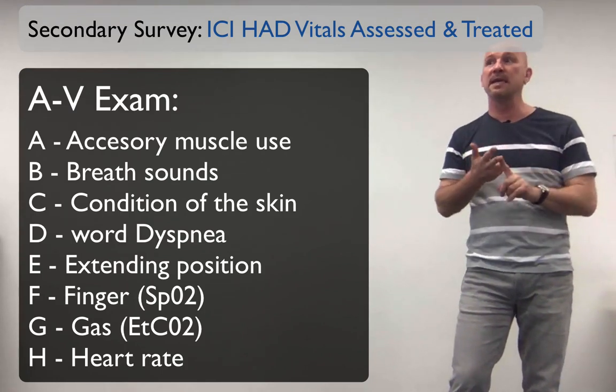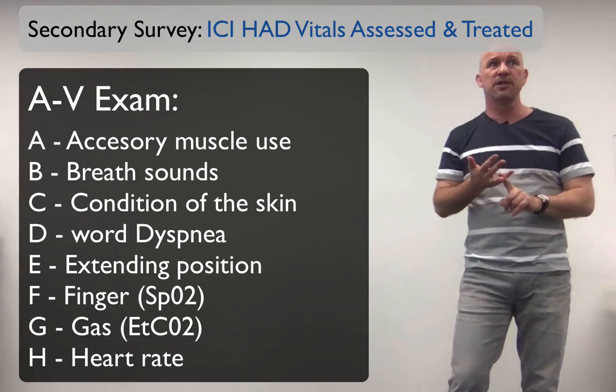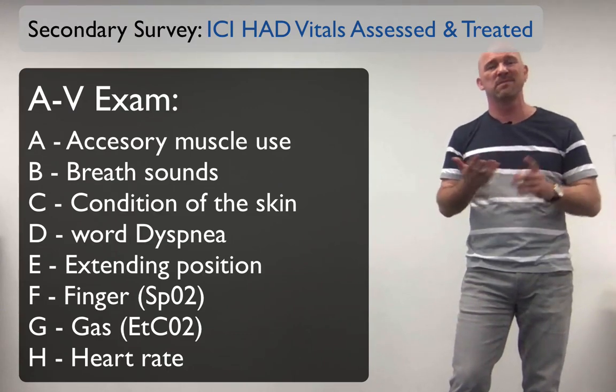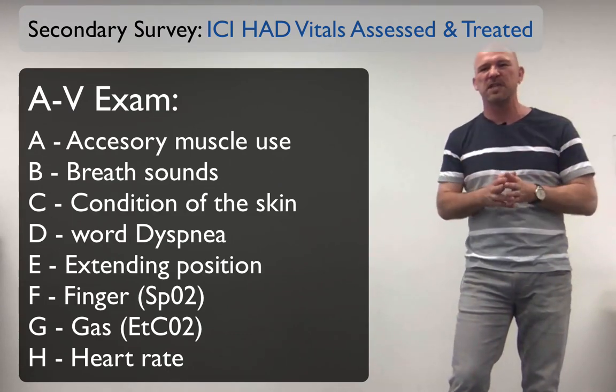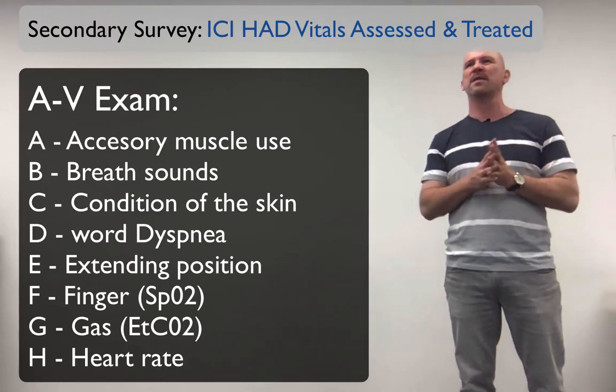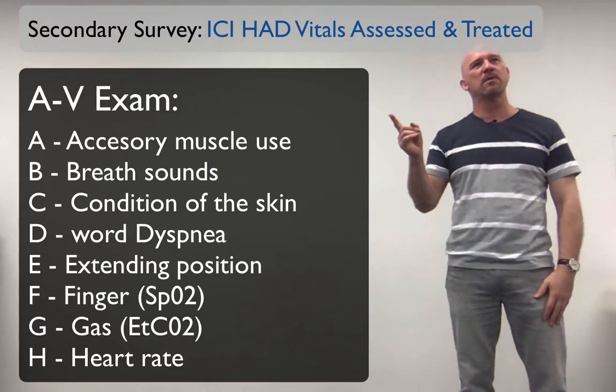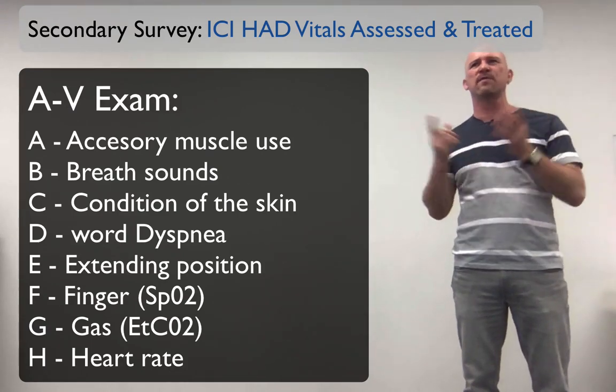That's A, B. C, I know about the condition of her skin because I've already examined that. Word dyspnea, just in my pretending, I said, she's 5 to 7 word dyspnea, which is concerning. Anything under 10 makes me go, that's a little bit short of breath. She's in the extending position. She's tripoding. I got my O2 sats on room air were like 94, 95.